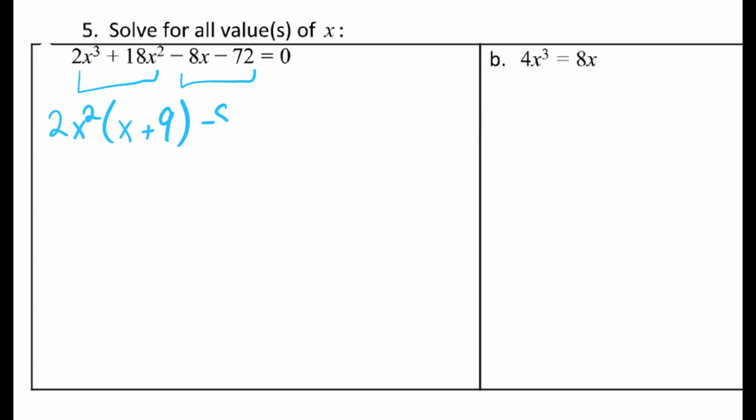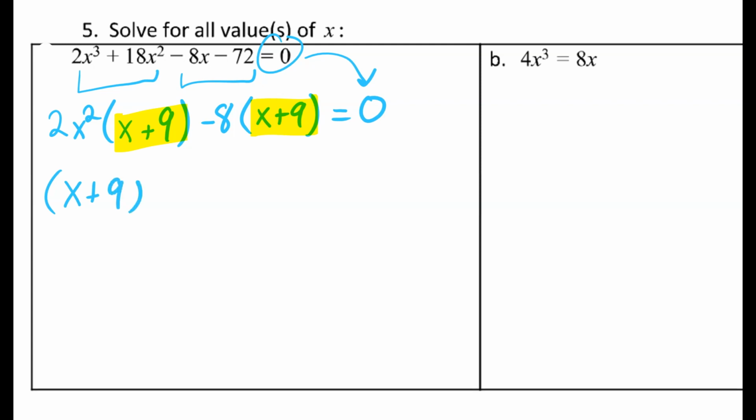And if I factor out a negative 8 from the next 2, I'd be left with x plus 9 in the parentheses again. And remember, this is an equation, so I'm going to keep bringing down this equals 0 in every step. I can factor out that x plus 9, because that's the GCF there. They both have that in common. Multiply that to 2x squared minus 8, and still set that equal to 0.